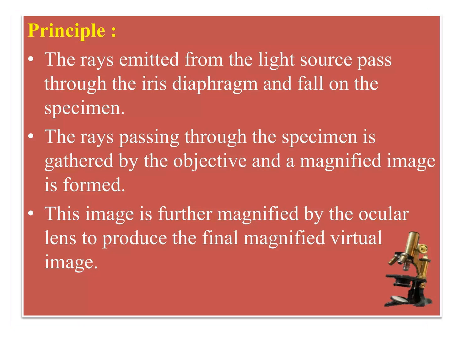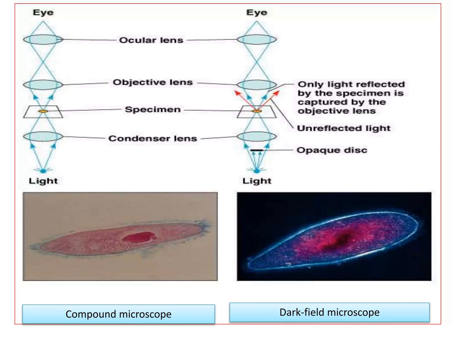Principle: the light microscope works on the principle that the rays emitted from the light source pass through the iris diaphragm and fall on the specimen. The rays passing through the specimen are gathered by the objective and a magnified image is formed. This image is further magnified by the ocular lens to produce the final magnified virtual image.